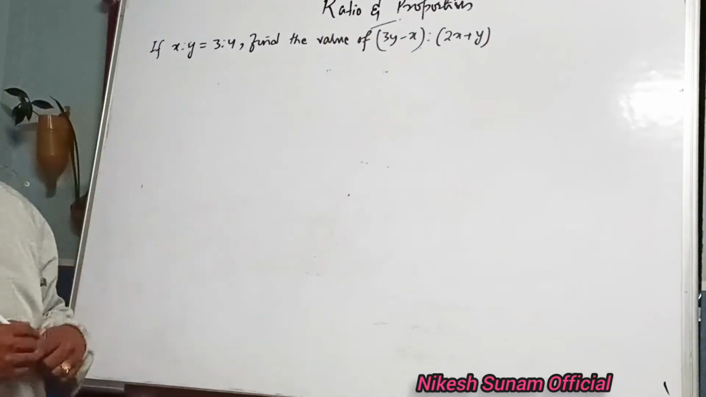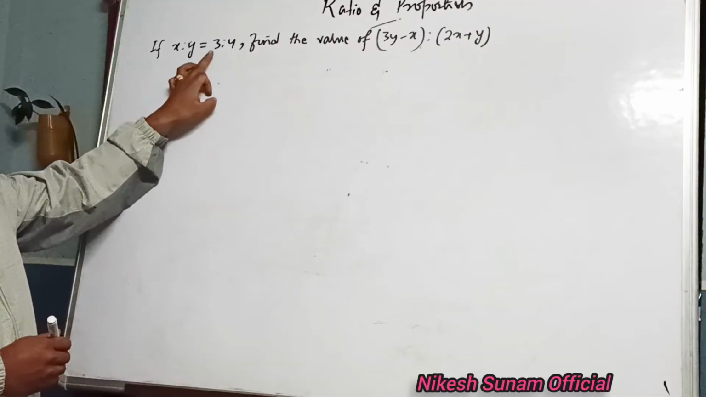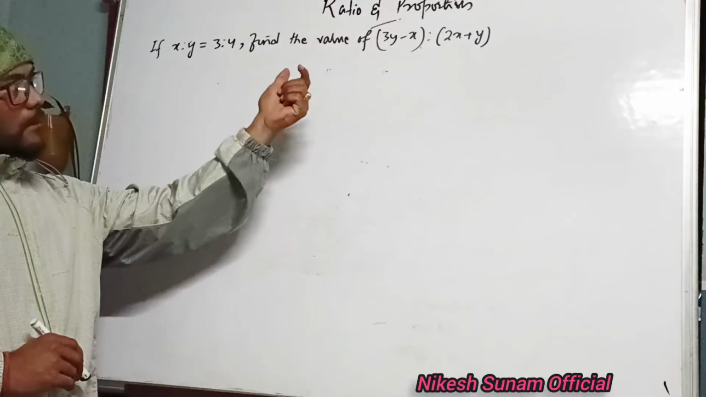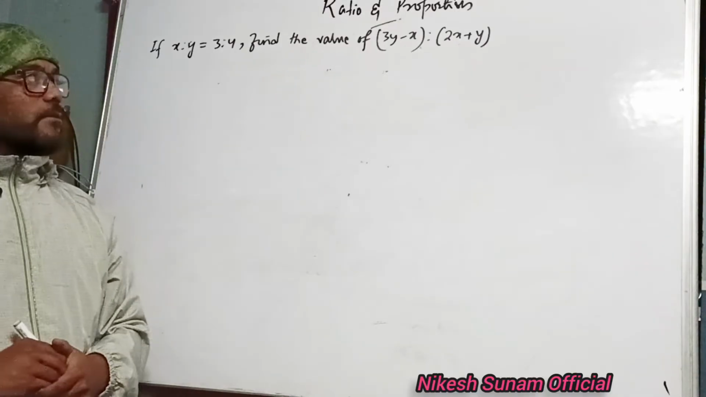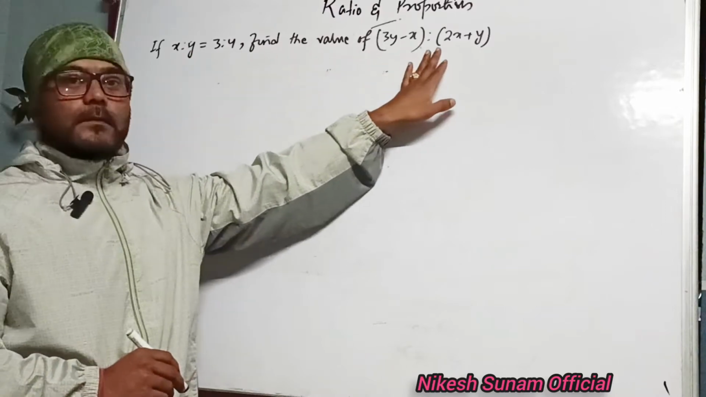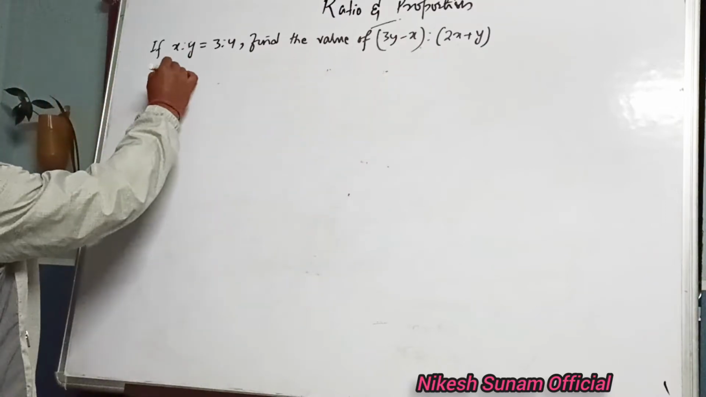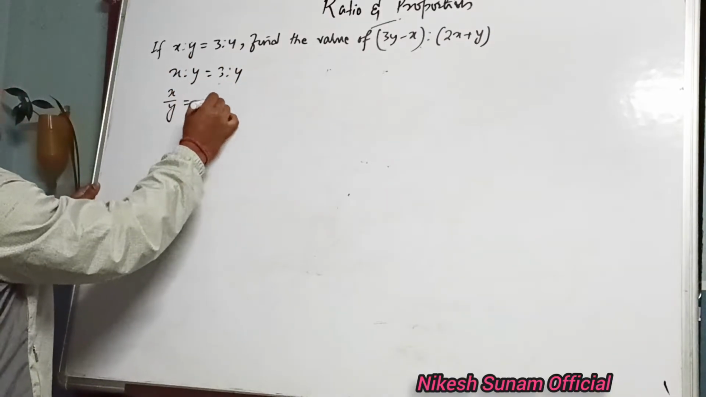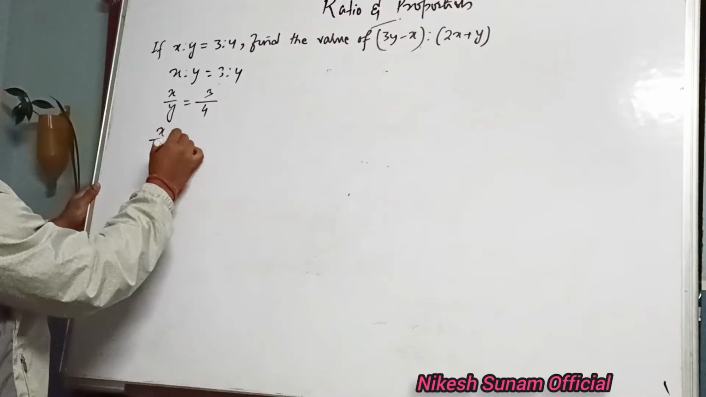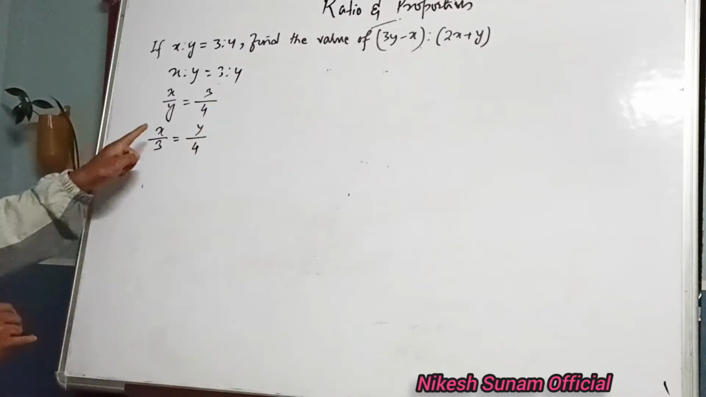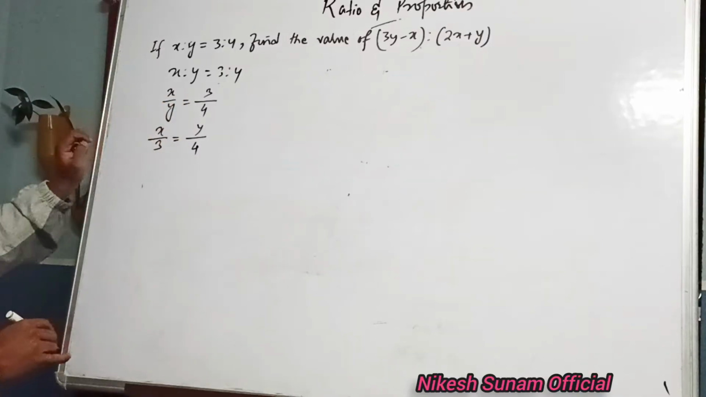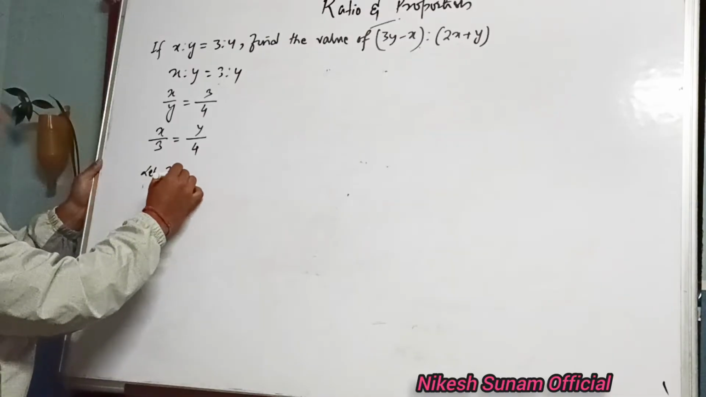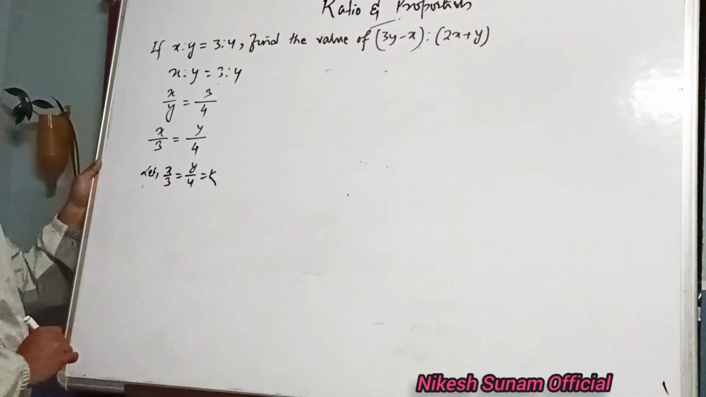So this is the equation. If x is to y equals 3 is to 4, find the value of 3y minus x is to 2x plus y. So by this value you are supposed to find this answer. Given x is to y as 3 is to 4, x by y is 3 by 4, or x by 3 equals y by 4. Hope you have understood. Just replace the 3 and 4 in this manner. Now substitute this value as k.